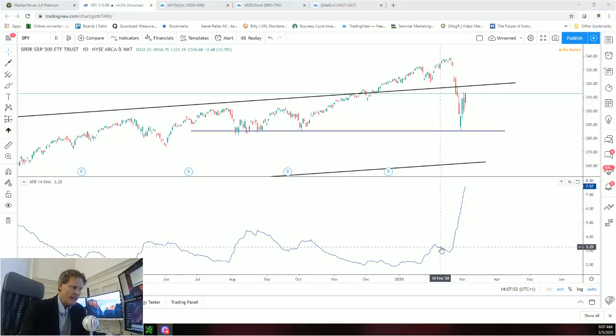So think about it this way. You can see that the average true range here on the S&P 500 SPY ETF, as little as just a couple weeks ago, was only between 2 to 3 points a day, meaning on average the S&P only moved about 2 to 3 points per day. Now the ATR is above 7, right? So that is basically, I'm going to call it, a 300% increase in the average intraday move.